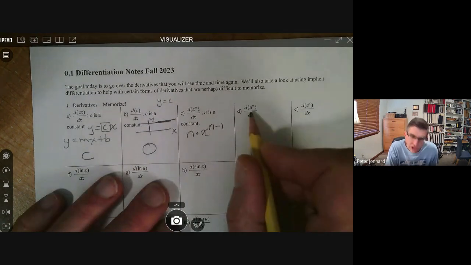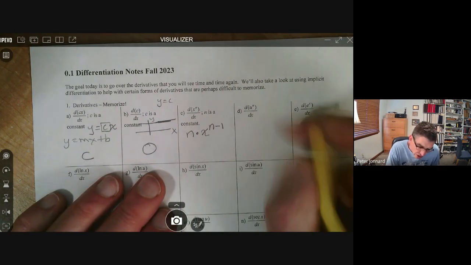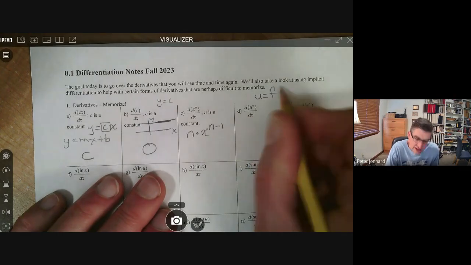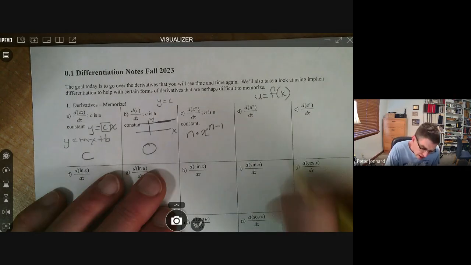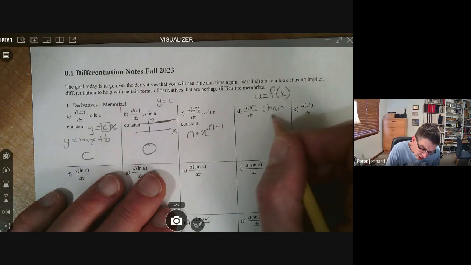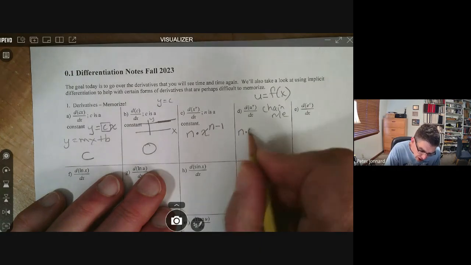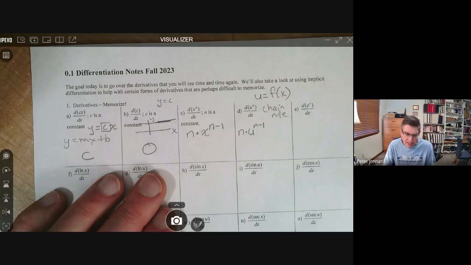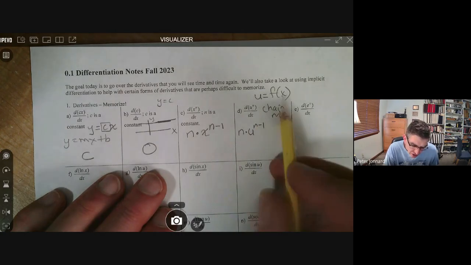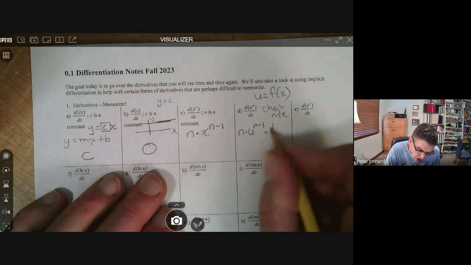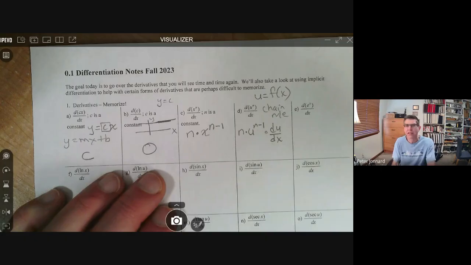Okay, and then this is the same question, but this time we have u, which is a function of x. And so we have to use the chain rule in this case. Basically, you have n times u to the n minus 1. At this point, everything looks the same, but the problem is u is a function of x. So we just have to multiply by du over dx, like so.